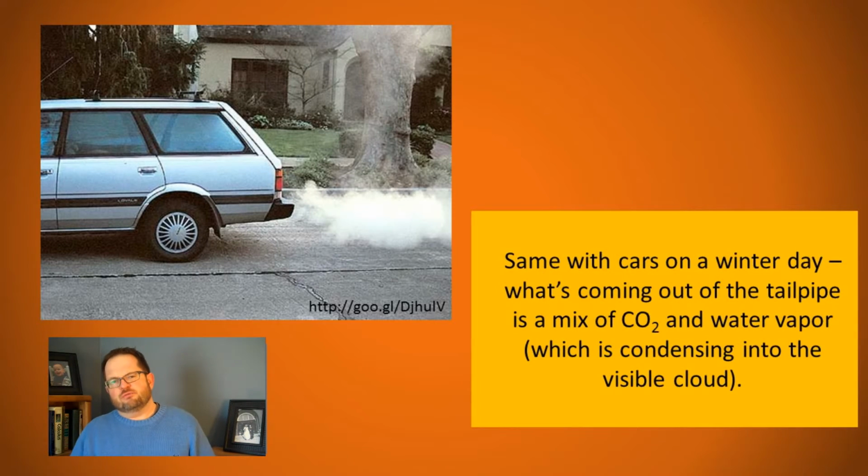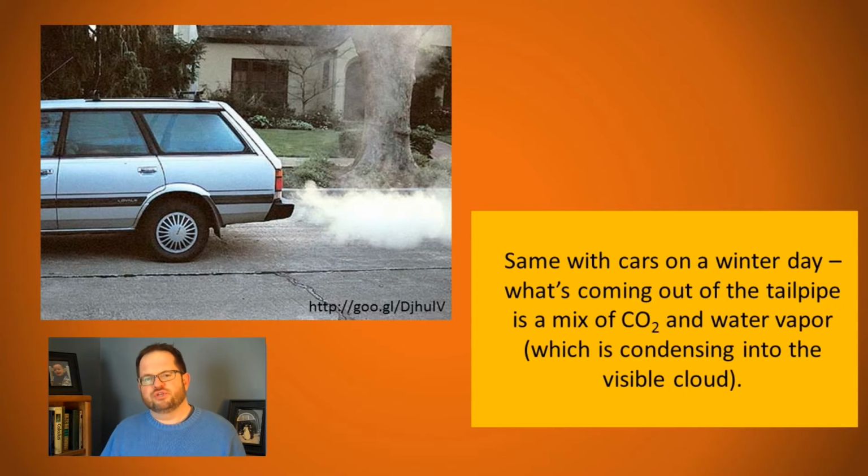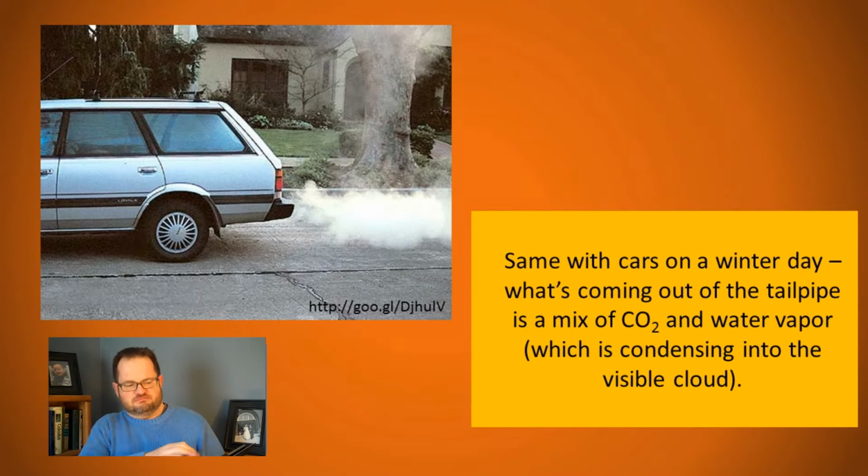The same thing is true of car exhaust on a cold day. When you see what looks like smoke coming out of a car's tailpipe, what you're seeing is a mix of carbon dioxide and water vapor. On a cold day, the water vapor mixes with the colder air around the car and forms a little cloud. But the water vapor is not so much the issue there. It's all the carbon dioxide coming out of that tailpipe that's the greenhouse gas we're worried about.